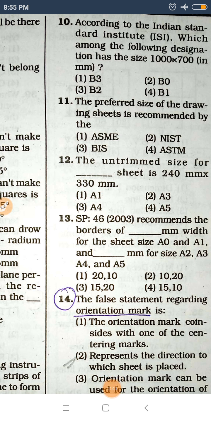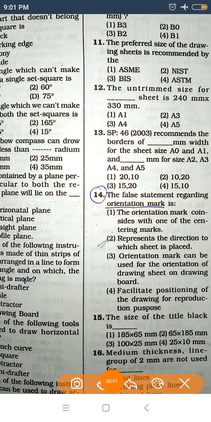Question number 10. According to Indian Standard Institute, which among the following designation has the size 1000 into 700 mm? It is double elephant drawing board. The answer will be D. The preferred size of the drawing sheets is recommended by BIS. The full form of BIS is Bureau of Indian Standards.